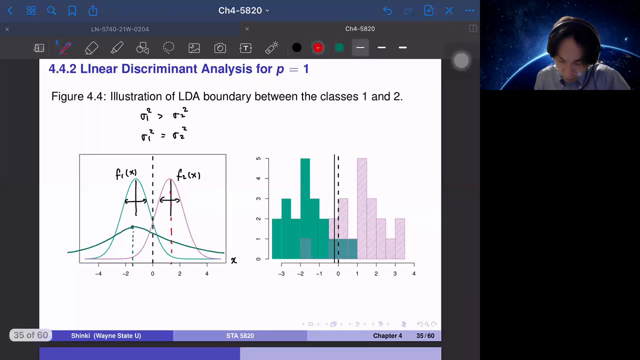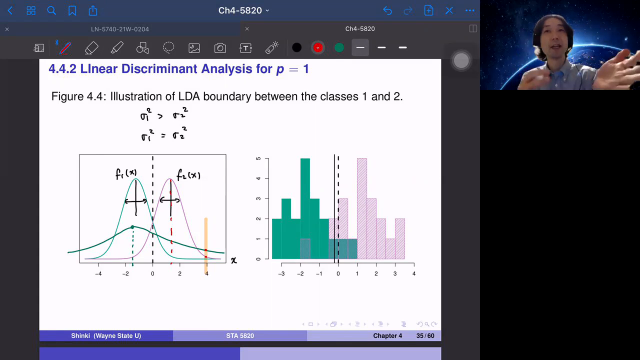But actually, if x gets much larger, around here, again the value of f1 is larger than f2. So this is counterintuitive, right? It's like a situation where if neck length is much larger, then it's a giraffe, but if neck length is even larger, then the observation is again classified as a horse, something like that. So it's a pretty complicated situation.